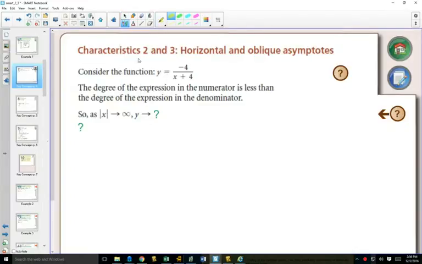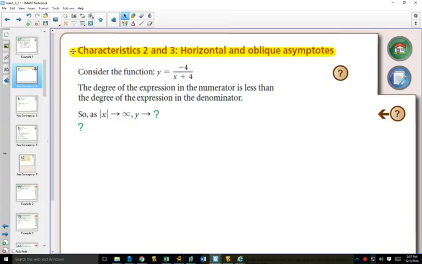Characteristics 2 and 3. How do we tell if something has a horizontal asymptote or an oblique asymptote? And what they're really looking at is what happens when our x values get really, really big. So in this first example, we have -4 over x plus 4.